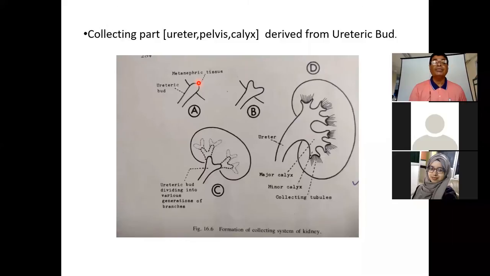Here you will get the metanephric tissue, and from this metanephric tissue, the excretory tubules, that means nephrons, will develop. And the ureteric bud will go on to different divisions. Initially they will divide and form the pelvis and the major calyces. The ureteric bud divides into various generations of branches and will form the major calyces and the minor calyces, and the pelvis and the ureter. So these will develop from the ureteric bud, as we have already mentioned.